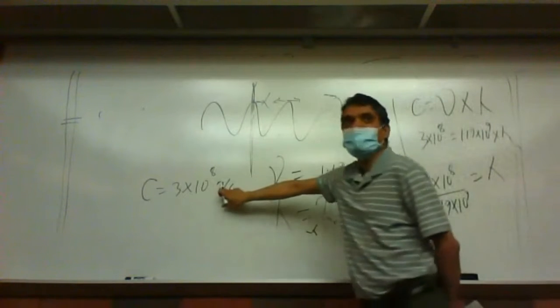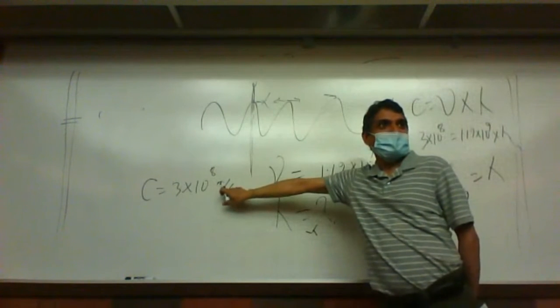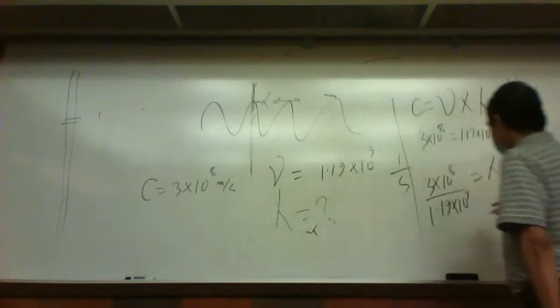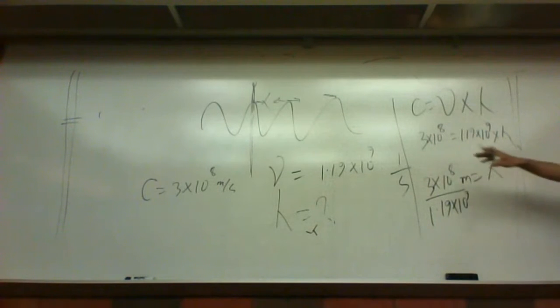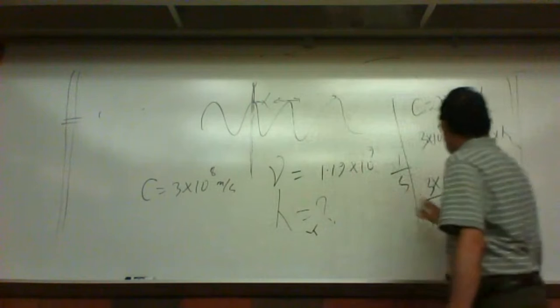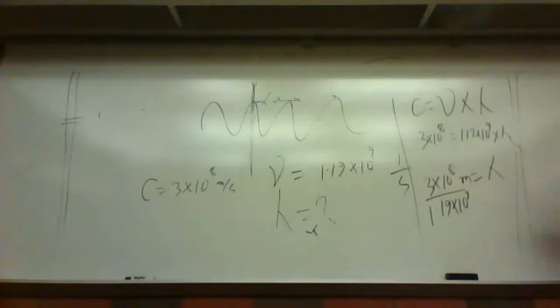The unit of velocity is meter per second, so that gives you meter. That many meters is the wavelength. The distance between the two peaks is 3 times 10 to the power 8 divided by this number, so you get it in meters. If you want to convert that into nanometers, you need to multiply by 10 to the power 9, right?